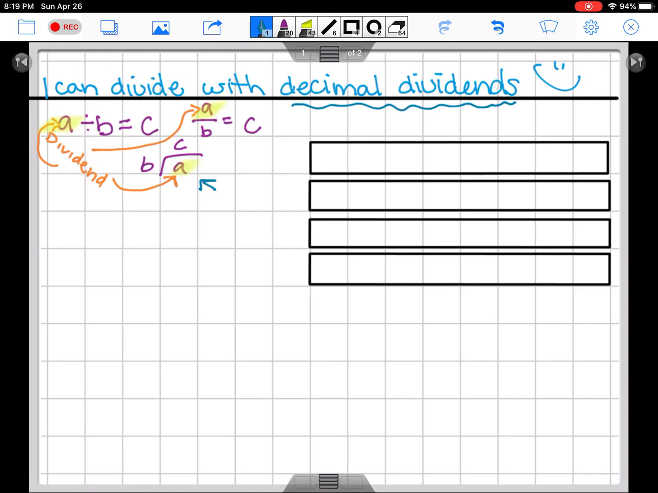And even right here, when we are reading it in this bracket form, in the little house as I usually call it, we still read it A divided by B equals C. We're always going to read it with the dividend first, even when we write it inside out. So the dividend is always the one you're saying first. That should help us remember. And we're talking about what we do when we have a decimal number there.